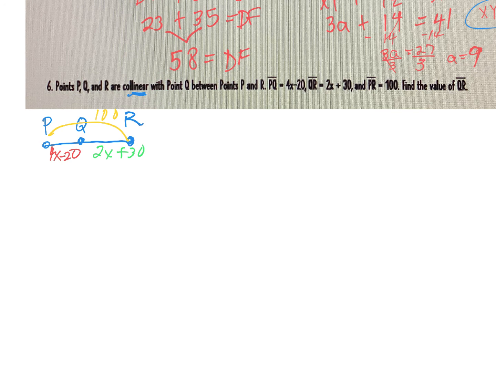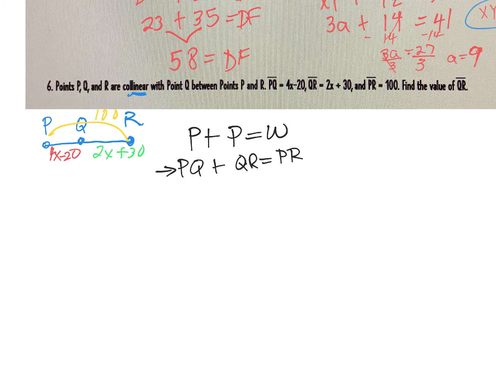So we're still going to use what we just did a second ago. So we have part plus part equals whole. My first part is P to Q. My second part is Q to R. My whole thing is P to R. Now, do you need to write this statement all the time?